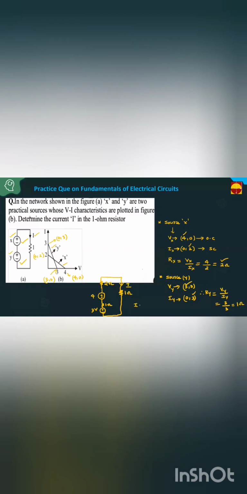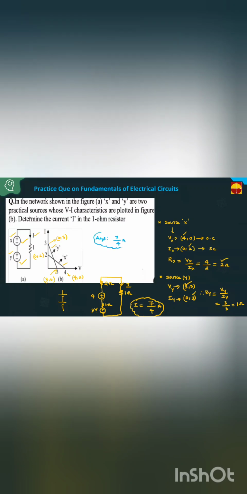Then what is I equal to? The sources are aiding, with similar polarity, like this. This is aiding polarity, so minus plus 7 volts. 7 by what, the total resistance? 1 plus 2, 3, 3 plus 1, 4. 7 by 4 amperes. The current in the circuit is 7 by 4 amperes. This is the final answer. Then what is the answer for this question? The answer is 7 by 4 amperes.